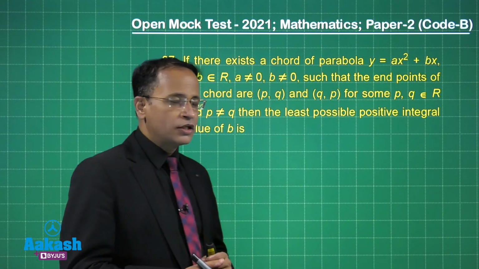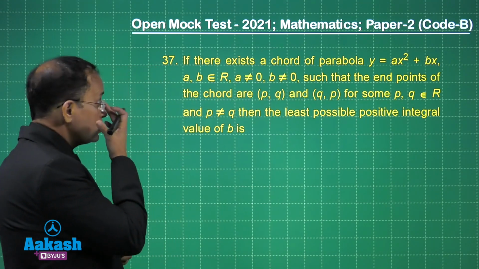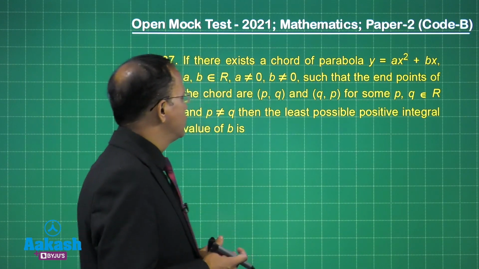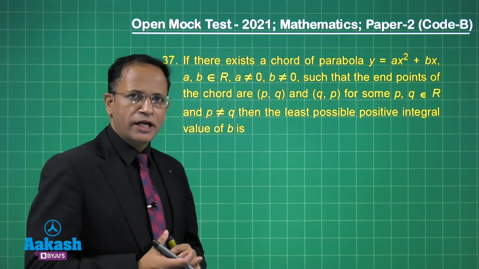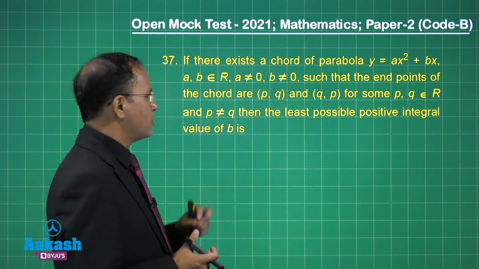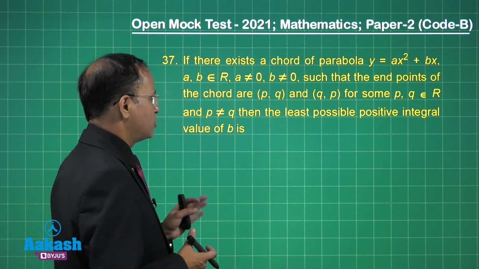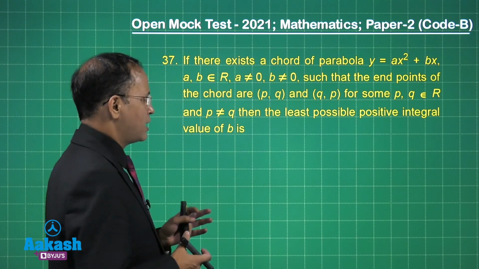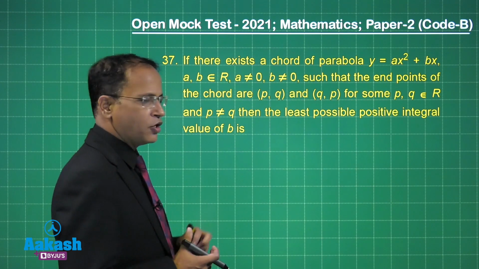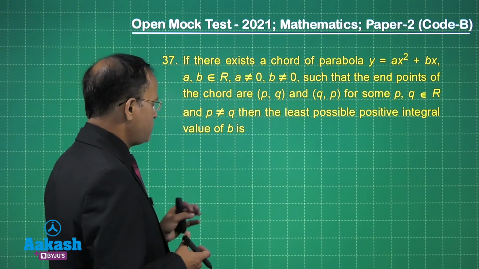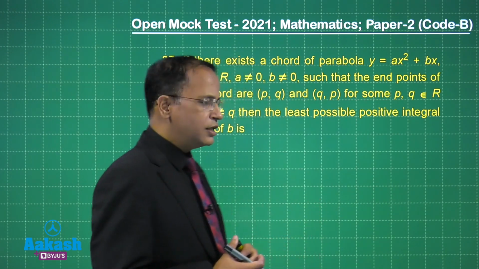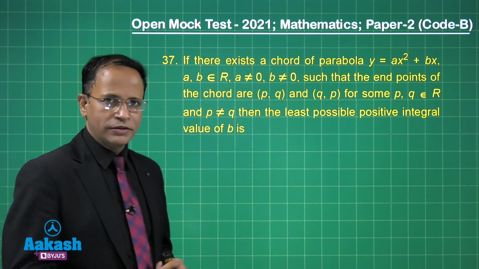So let's talk about the first question. It has been given as the 37th question. If there exists a chord of the parabola y = ax² + bx, where a, b belong to R, a is not equal to 0, b is not equal to 0, such that the endpoints of the chord are (p, q) and (q, p) for some p, q belonging to R, and p is not equal to q, then the least possible positive integral value of b is going to be what?